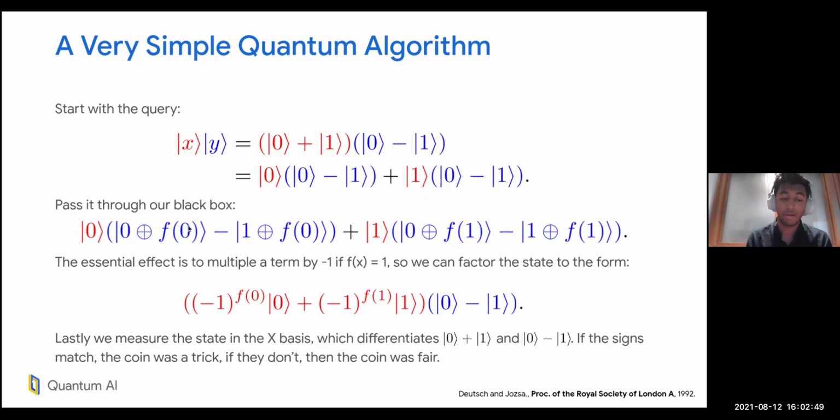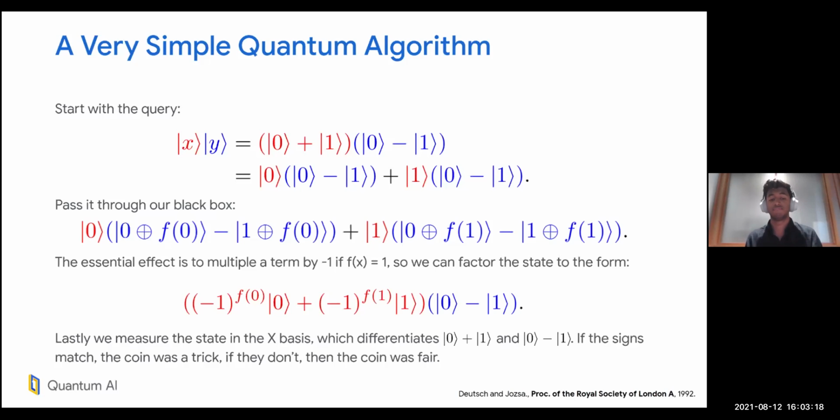So now we pass in our black box. Remember, our black box essentially adds the output to the second qubit. So for the 0 part, it says 0 ⊕ f of 0 minus 1 ⊕ f of 0. And for the parts of the state where the first qubit is 1, it will do 0 ⊕ f of 1 minus 1 ⊕ f of 1. So again, it does the exact same thing to both of these two states.